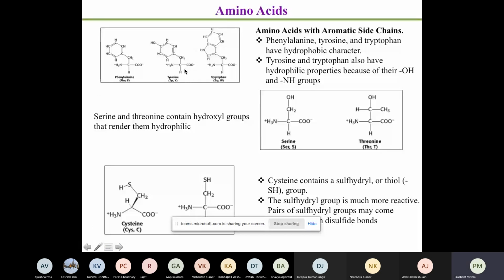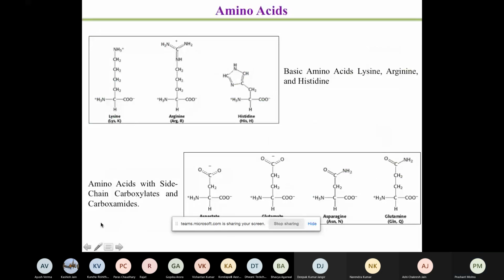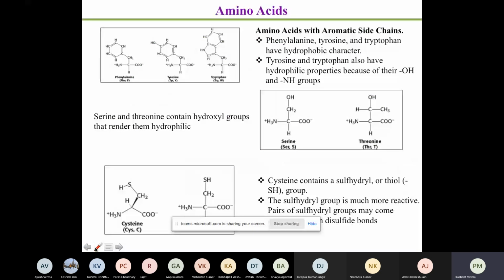Now looking at tyrosine, it has one additional OH group than your known phenylalanine structure. So this structure, up to here, everything is the same. This OH group is extra present in tyrosine compared to phenylalanine. While tryptophan has a very different structure. Up to here you have the structure of alanine, and then a group which is attached with this gives it the tryptophan structure.